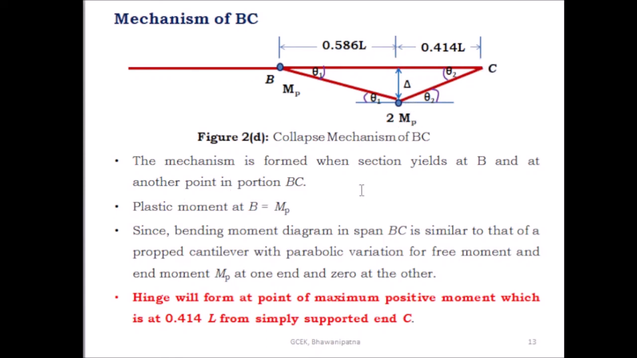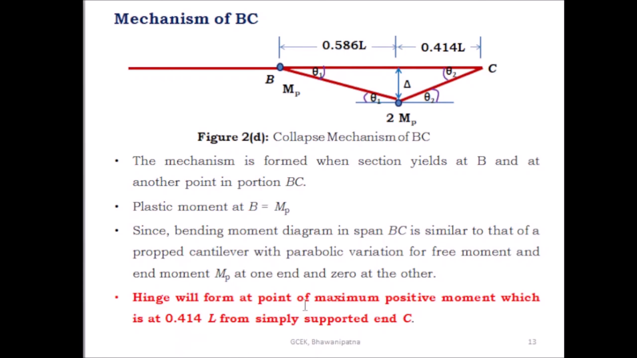The mechanism is formed when the section yields at B and at another point in the portion BC. Yield at B and another point on the span BC. Let the plastic moment at B be equal to MP. Since the bending moment diagram in span BC is similar to that of a propped cantilever, with a parabolic variation for the free moment and end moment MP at one end and 0 at the other end. This side the plastic moment is MP and this side is 0, and parabolic variation for the free moment. Already we have discussed in the last lecture.